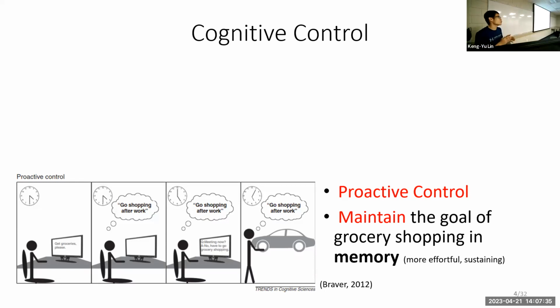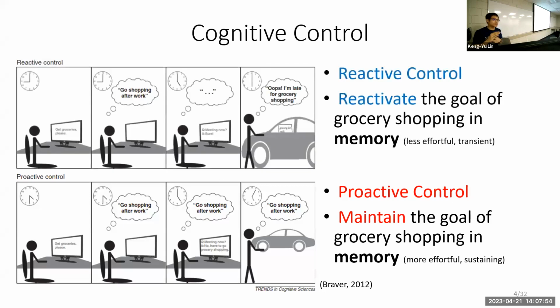And when it's time for you to leave the office, you would go directly to your car and go for groceries immediately. So usually things can be done on schedule. So it is more effortful and it's sustaining because you have to keep it active in your working memory. All right.